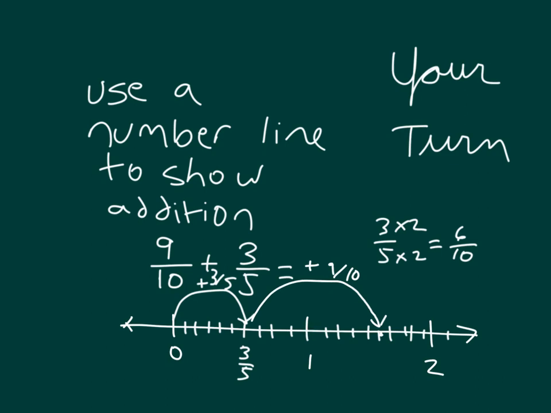Well, here's 1. 1/10, 2/10, 3/10, 4/10, 5/10. So that is 1 5/10. So I have 6/10 plus 9/10 equaling 15/10, which equals 1 1/2. Check over your work.